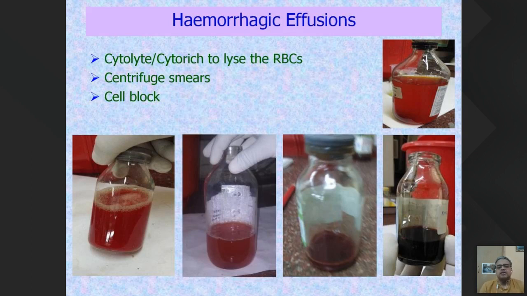So when you have a hemorrhagic effusion, you need to lyse the RBCs. We prefer to use Cytolite or Cytorich to lyse the RBCs because these contain alcoholic solvents which successfully lyse the RBCs. Subsequent to that, you make a centrifuge smear and a cell block.